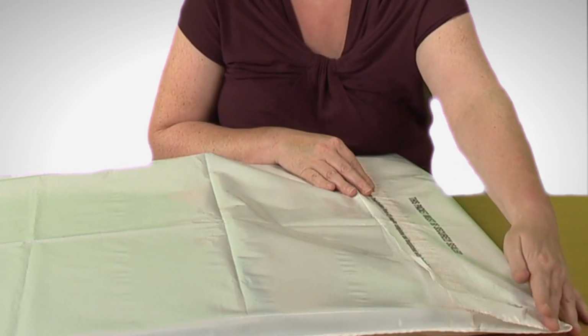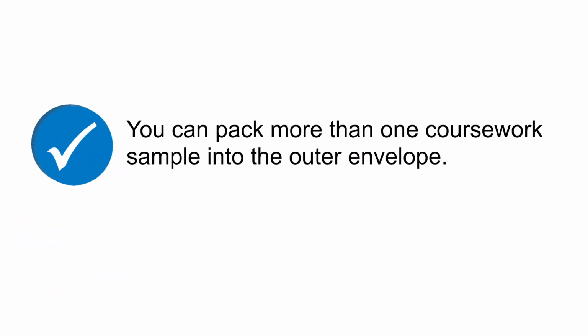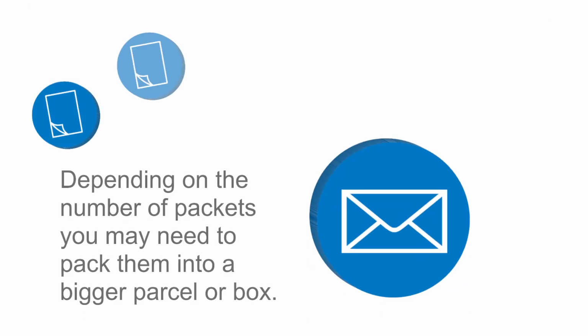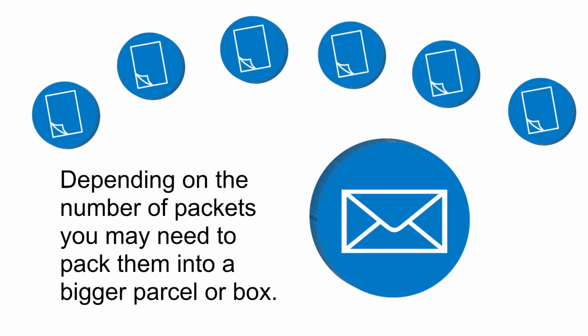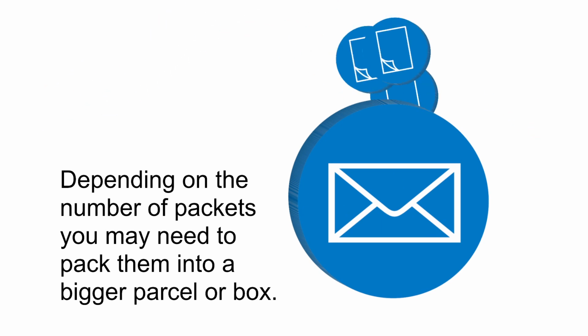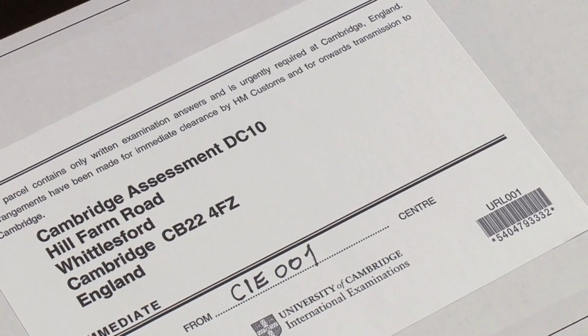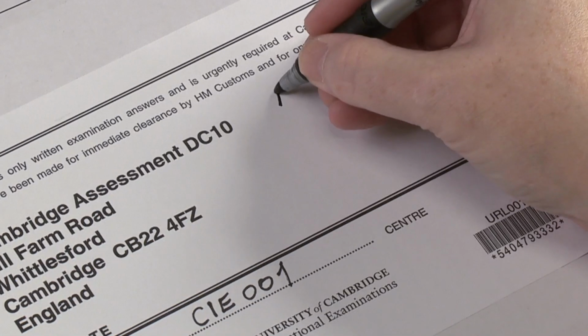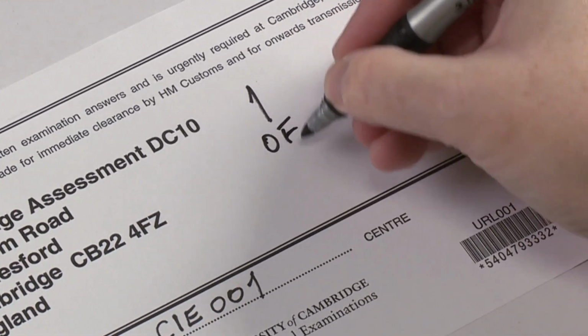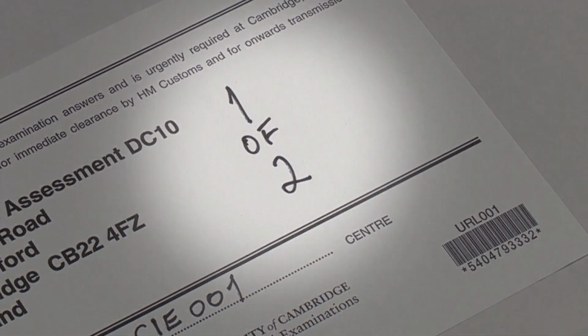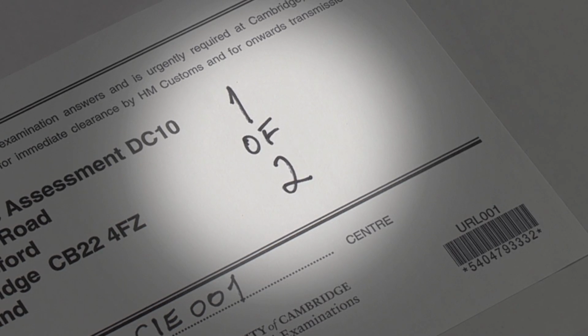Attach the dispatch label to the front of the outer envelope. You can pack more than one coursework sample packet into the outer envelope. Depending on the number of packets, you may need to pack them into a bigger parcel or box. If you use more than one outer package, please indicate on the front of the package how many you're sending, for example 1 of 2, 2 of 2.